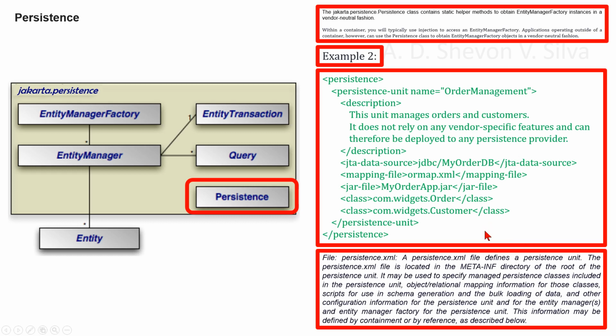A persistence.xml file defines a persistence unit. The persistence.xml is located in the META-INF directory of the root of the persistence unit. It may be used to specify managed persistence classes included in the persistence unit.